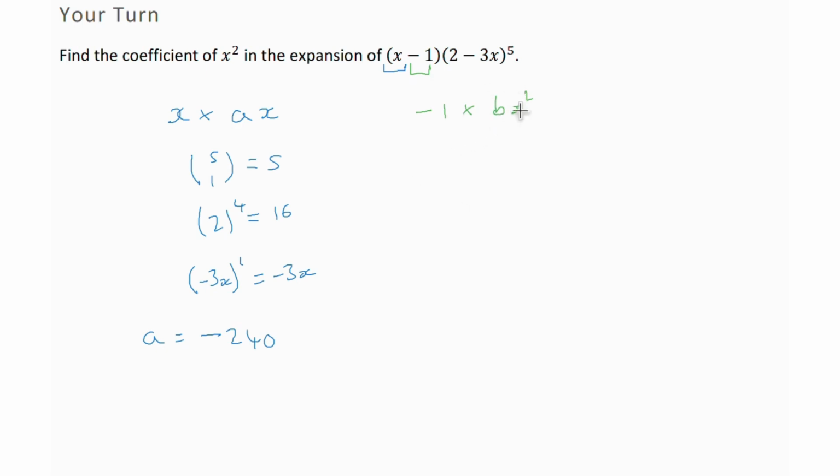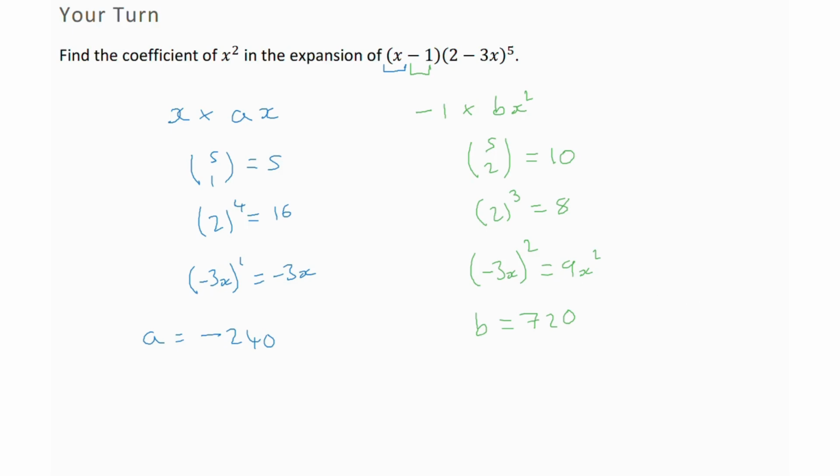Now we do the same here, but for the bx squared. So in this binomial, which bit would give me the x squared? Well, it would be 5 choose something, 2 to the power of something, minus 3x. I need this to be x squared in this case. So that's 2, that's 3, that's 2. 5 choose 2 is 10, 2 cubed is 8. This one is 9x squared, which means b is 10 times 8 times 9 is 720.